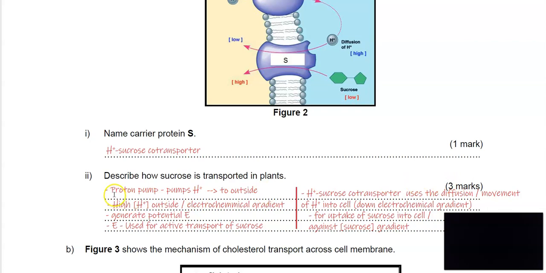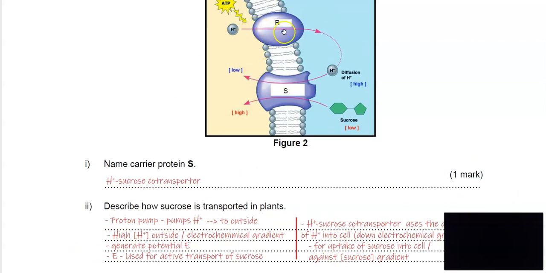So for the first point, you have to mention the role of the proton pump here, which is to pump hydrogen ion across the membrane from inside of the cell to the outside of the cell. So that you get 1 mark. And then after that, what happens? This will cause hydrogen ion concentration outside to be high. High hydrogen ion concentration outside, or a high electrochemical gradient.